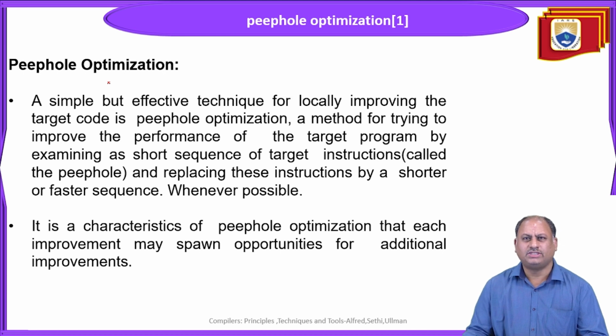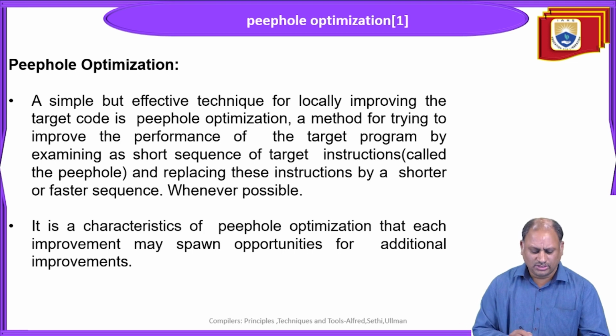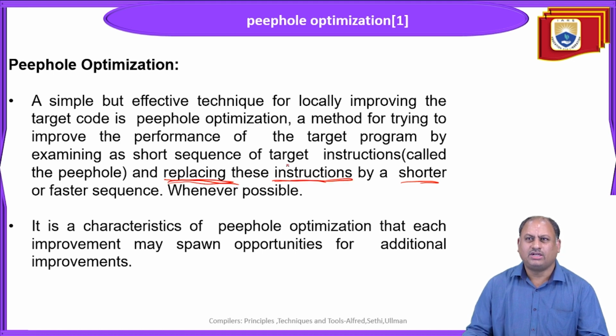Peephole optimization is a simpler technique, but it is an effective solution which locally improves the target code. It is a method of trying to improve the performance of the target program by examining short sequences of the target instructions. That's why it is called peephole optimization. Here it simply replaces the instructions with a shorter or faster sequence wherever required.